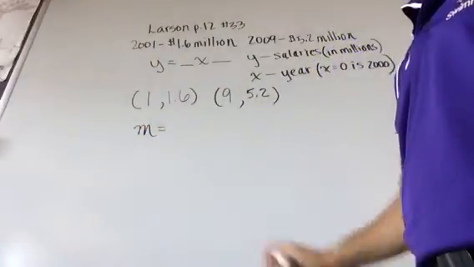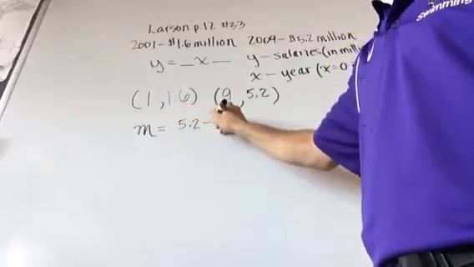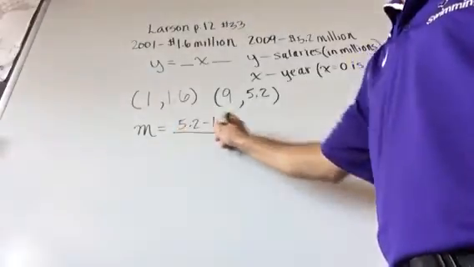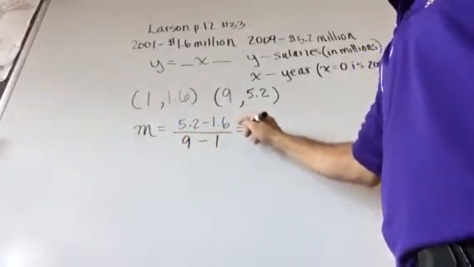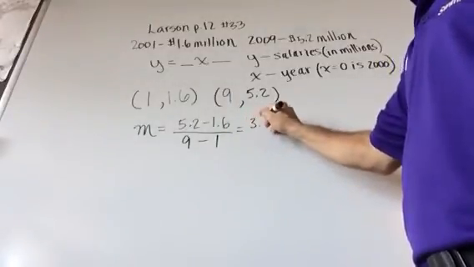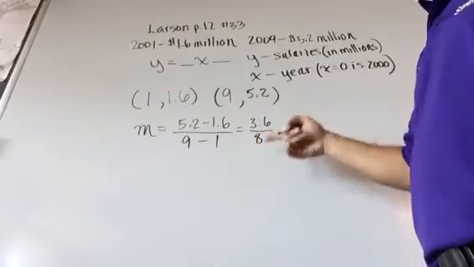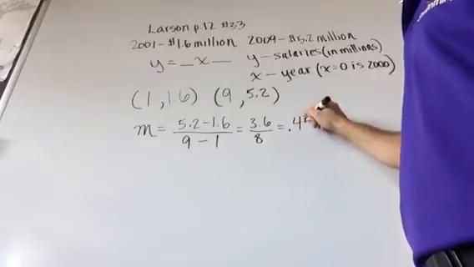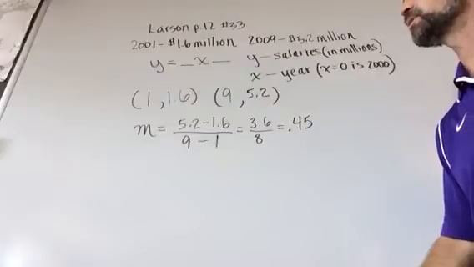I would find that slope is equal to the change in y, so we'll do 5.2 minus 1.6 over the change in x. And that gives us 3.6 over 8, which we could simplify to, I believe, 0.45. Or we could write that as a decimal, 0.45.